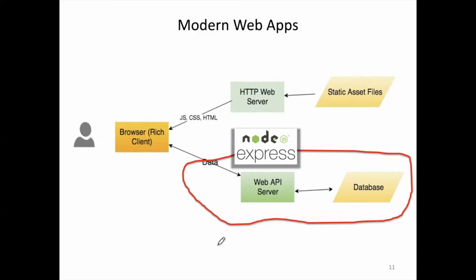Node came on the scene around 2009. Prior to 2009, the only place you could execute JavaScript was in a web browser. And Node was a revelation, really, because that allowed us to now write JavaScript on the server side. Express could be classified as a framework for developing web APIs.